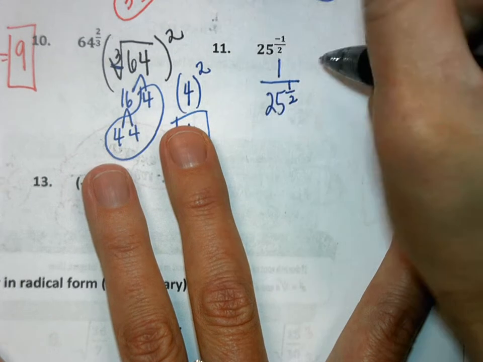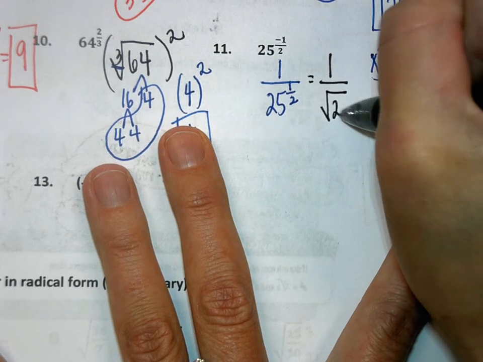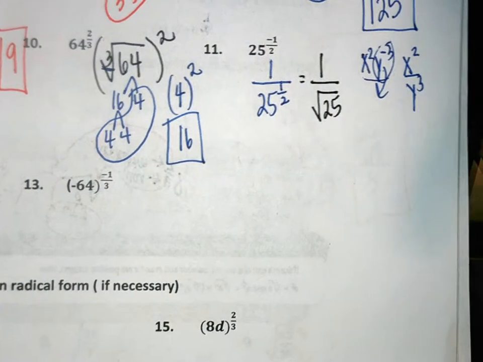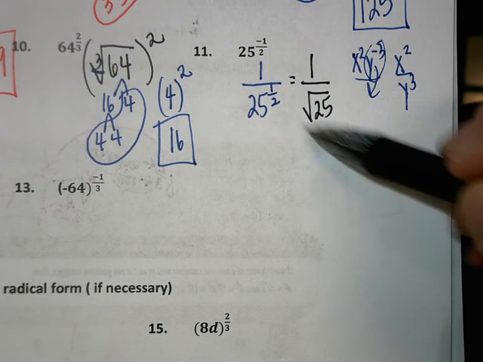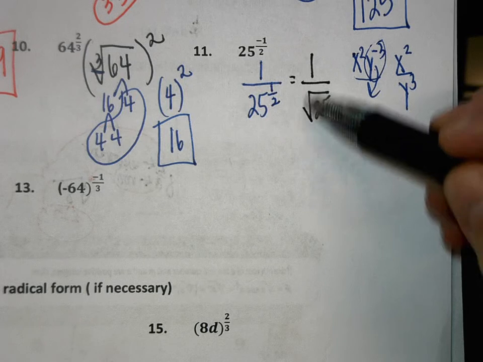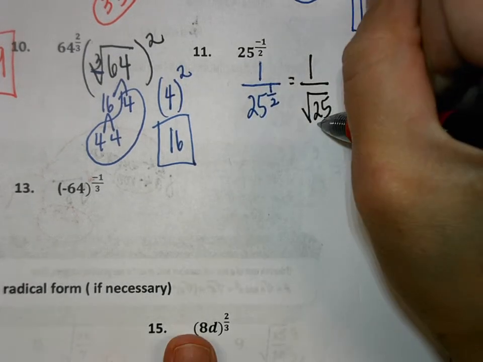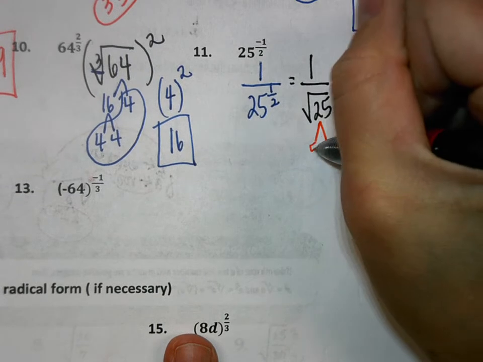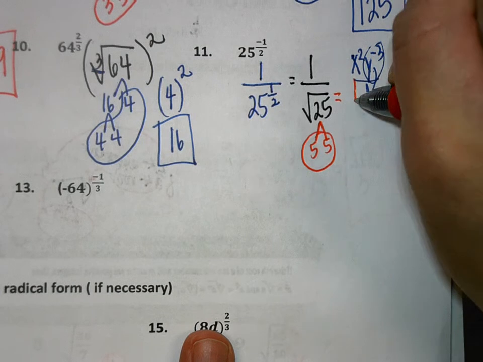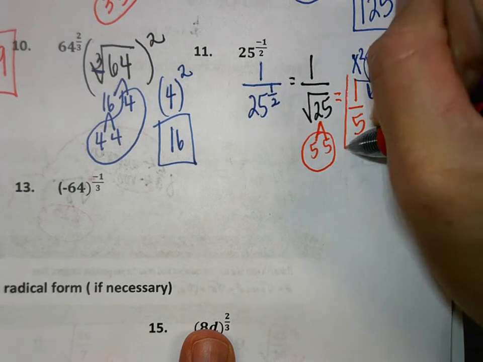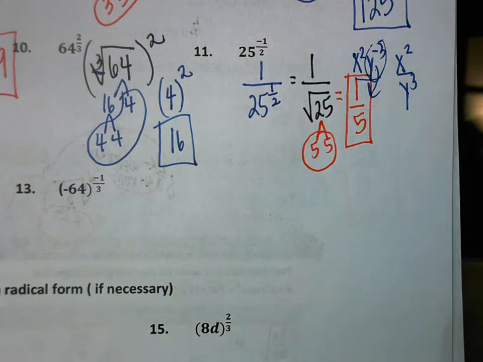So when we rewrite this one now, we're going to have 1 over the square root of 25. Now this could be a problem if we still have a root in the denominator. We'd have to rationalize it. But let's simplify this: does 25 break down? The answer is yes. 25 breaks down to 5 times 5, so we have a pair of 5s. And so this answer ends up being 1 over 5. So just be careful when you see negative exponents. You're going to have to move that to the denominator.